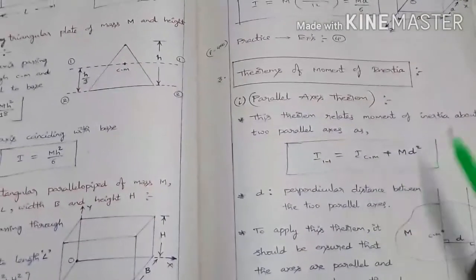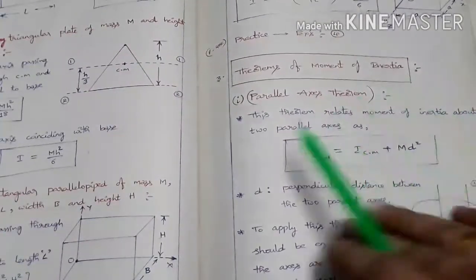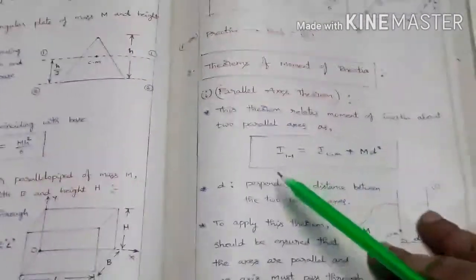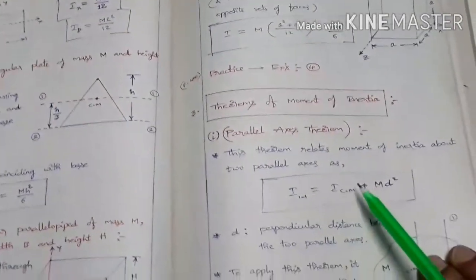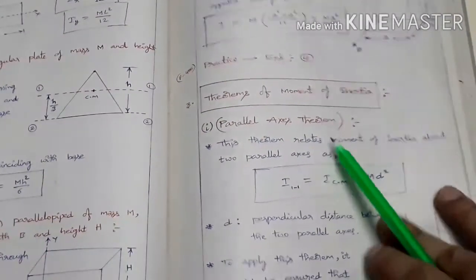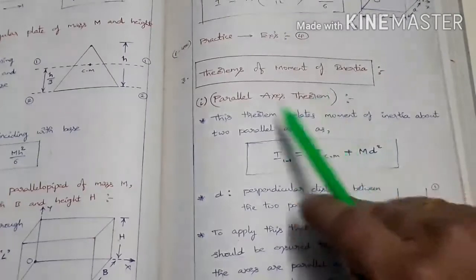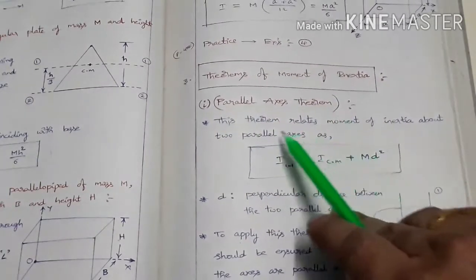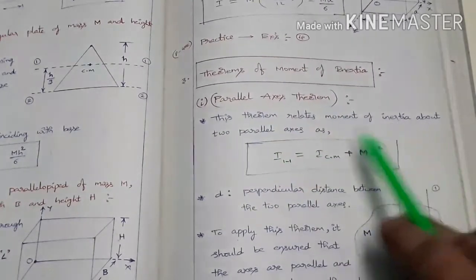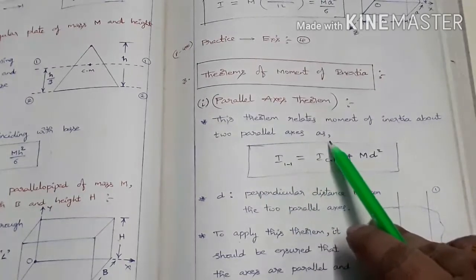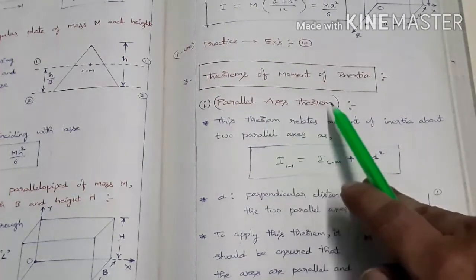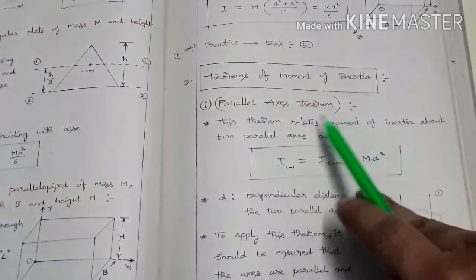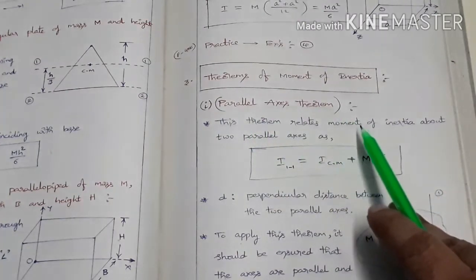Okay, you have derivations regarding this, so I will simply explain these things in a very simple way here. See, first one is the parallel axis theorem. This theorem relates moment of inertia about two parallel axes. So what is the parallel axis theorem? The name itself is revealing: there are two parallel axes.